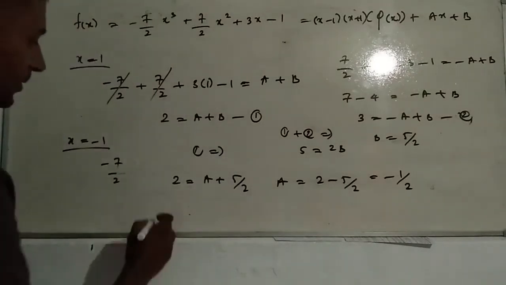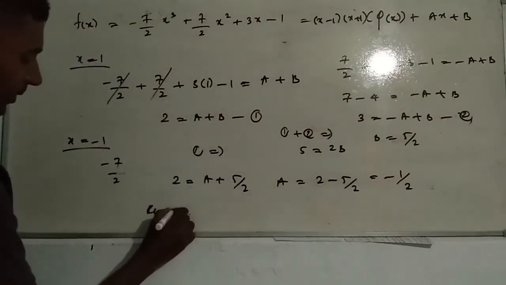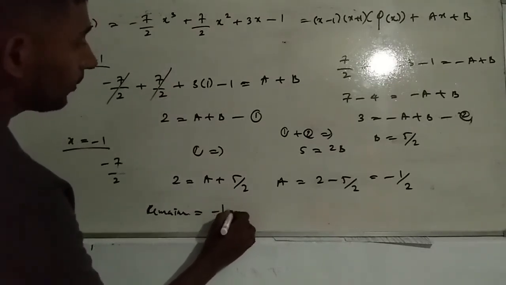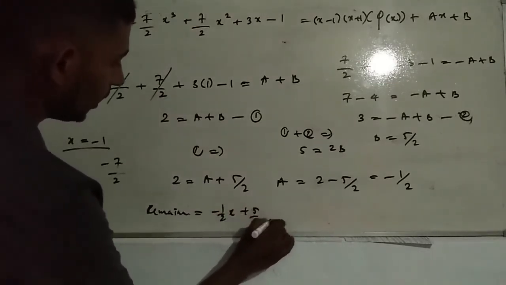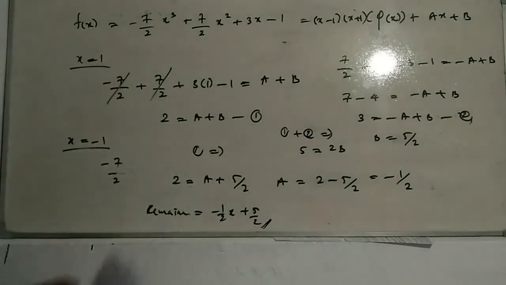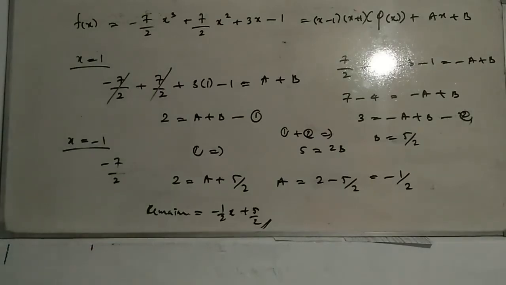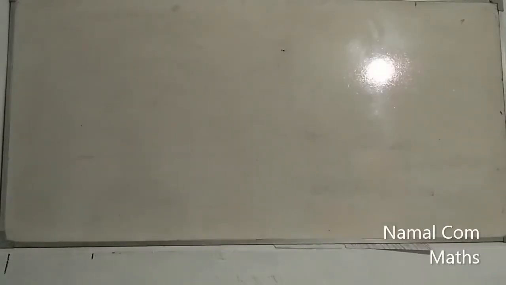So finally I can say the remainder. I can write the remainder is equal to a times x plus b, where a is minus half and b is 5 over 2. This is our remainder when this f of x is divided by x squared minus 1. Right, let's move on to the next question.